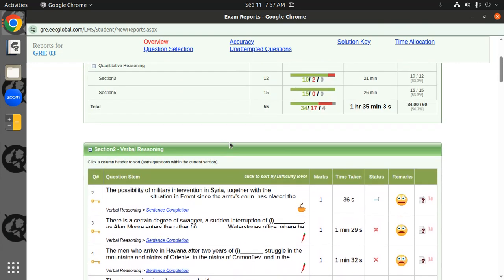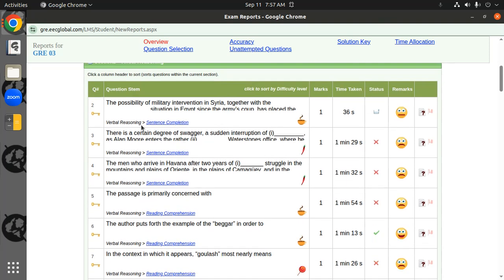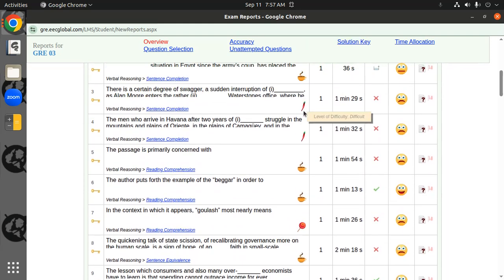So, this is the next part, verbal reasoning, first section, 12 questions, summary. You can see here, this was the question. It was 1 mark. The time that the student has taken is 36 seconds. And this particular symbol indicates that this question will require time to reason it, and you have to connect the dots, and then you can get the answer. The answer is not easily gettable. The red chili symbol indicates the difficulty of the question. That question is really tough.